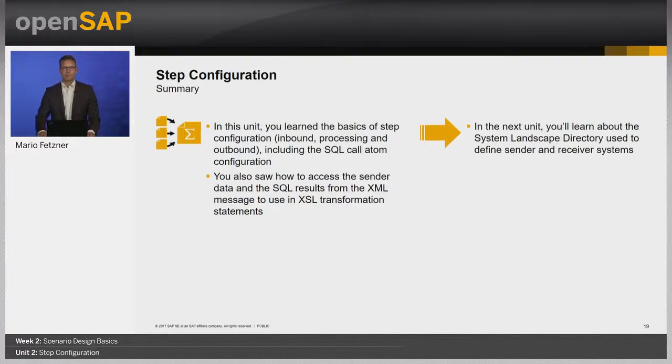Summary. This completes Unit 2. In this unit, you learned the basics of step configuration, inbound, processing, and outbound, including the SQL call atom configuration. You also saw how to access the sender data and the SQL results from the XML message to use in XSL transformation statements. In the next unit, you will learn about the system landscape directory used to define sender data and receiver systems for a scenario.